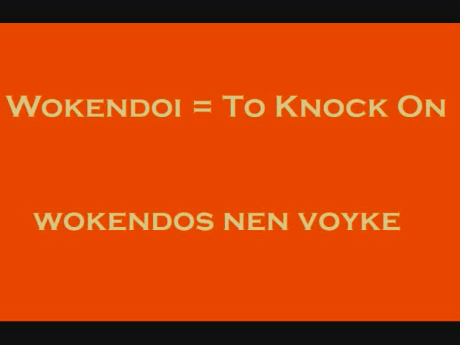There are a few verbs which take a preposition in English, but just take an object in Dangin Nira. For example, Wokendoi, to knock on. To say, I'm knocking on the door, you'd say, Wokendos nen voike.